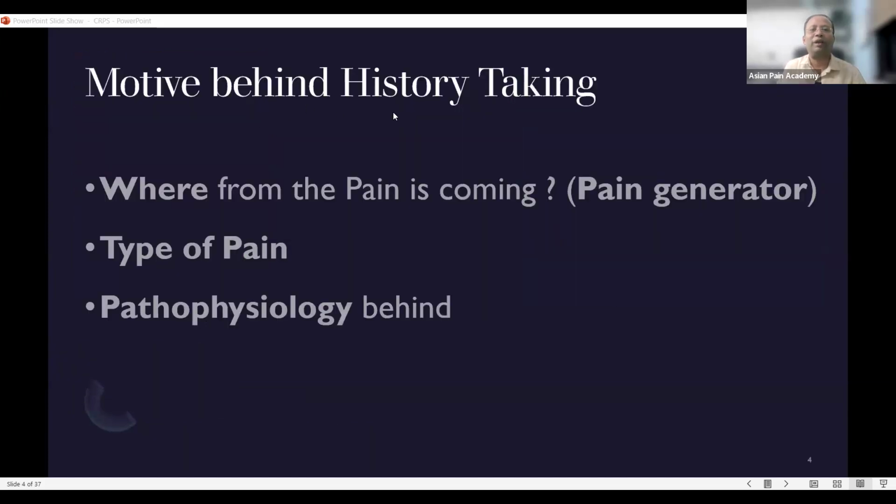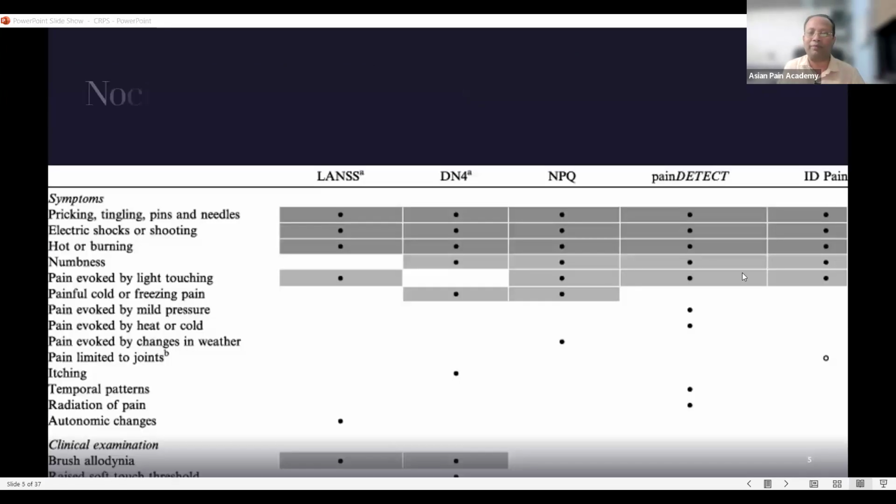Now, the motive behind history taking. When we take the history in this type of presentation, what do we actually want to know? First, where the pain is coming from, meaning the pain generator, then the type of pain, and the pathophysiology behind it. So these three questions are common for all types of pain.